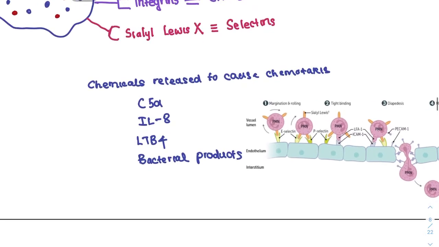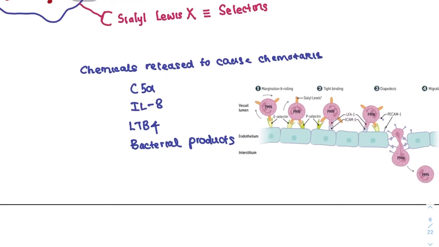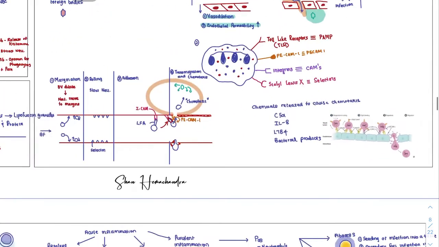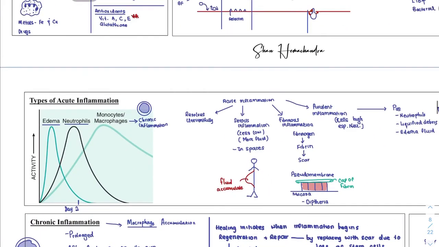And this is the USMLE First Aid diagram for what was explained before. Margination and rolling: selectins are going to be road bumps, and it's going to be captured by ICAM molecules, pushed inside with the help of PECAMs. Next, I'm going to talk about the types of acute inflammation. Before that, I want to give you this diagram.